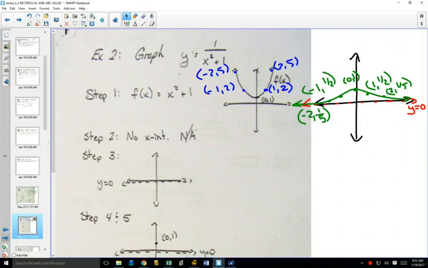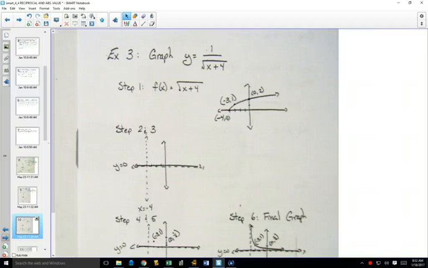So for all 1 over graphs, if you have your original graph, you can then graph your reciprocal. So here we have 1 over the square root of x plus 4. You would start by graphing the square root of x plus 4, which from transformations is your square root graph moved 4 to the left. And we have that right here.